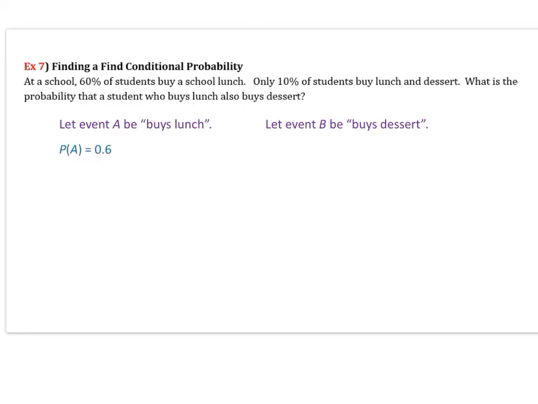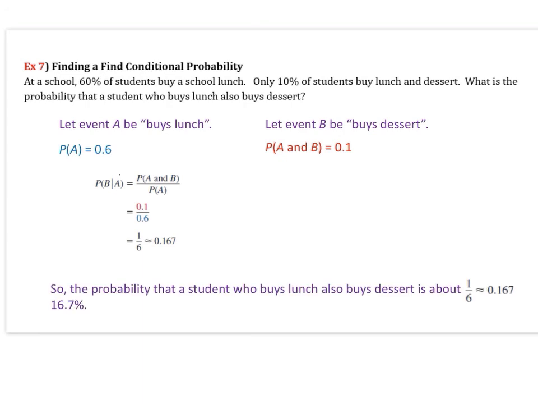So we know that the probability that A occurs is decimal 0.6, 60% converted to decimal. And then we know that the probability of event A and B occurring is 10%, decimal 0.1. All right, so next you would set up your formula. So the probability that event B occurs given A would be the probability of A and B divided by probability of A. So divide 0.1 by 0.6, which simplifies to 1/6, which is approximately decimal 0.167. So the probability a student who buys lunch also buys dessert is about 1/6.